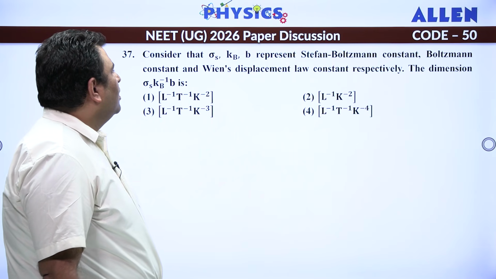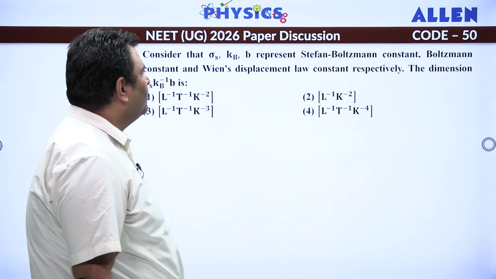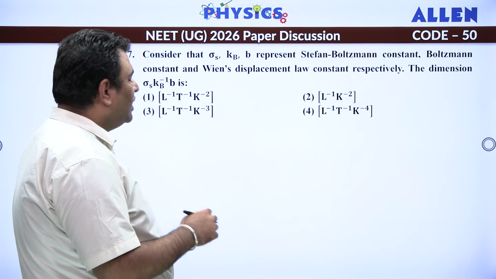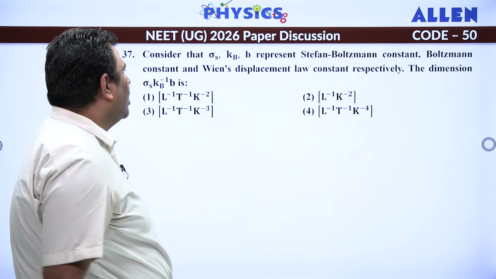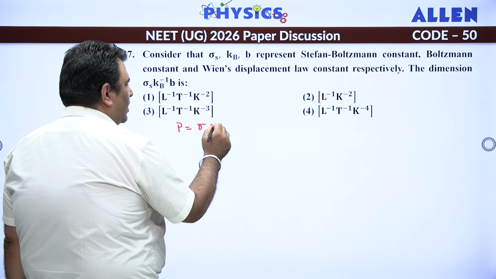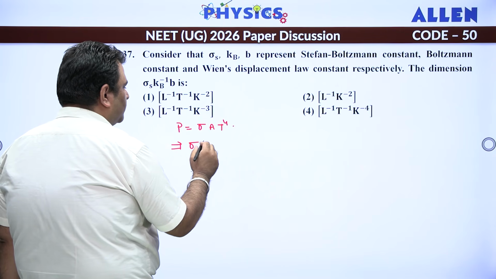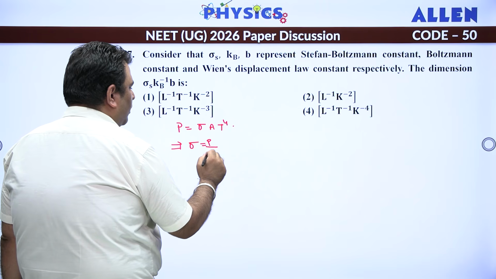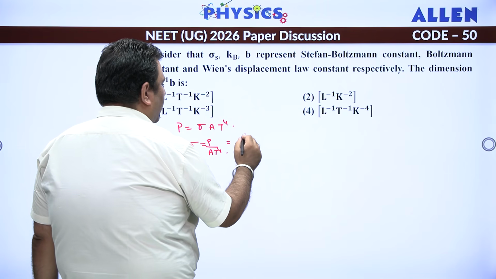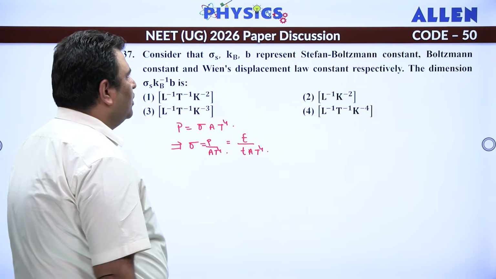There is Stefan's constant, there is a Boltzmann constant, and there is a Wien's displacement constant given to us. We have to find which is the correct relation between all these quantities. So now, what can the power be written as? Power can be written as sigma A T raised to power 4. This implies sigma is power over A into T to the power 4. So it comes out to be energy over time, A into T to the power 4. That is the dimension of sigma here.